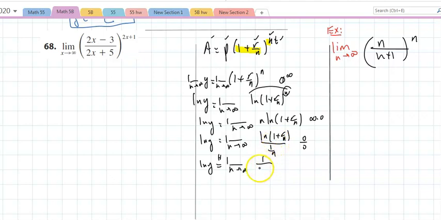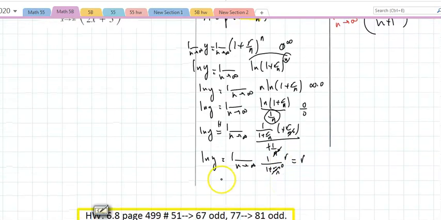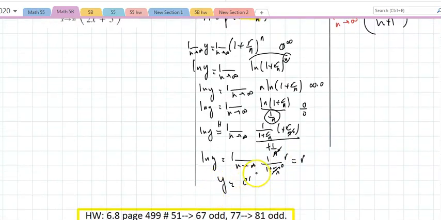Derivative of the top, 1 over 1 plus r over n, times negative r over n squared. Derivative of 1 over n is negative 1 over n squared. The negatives cancel out. The n squared cancels out. And I'm looking at the limit as n approaches infinity of 1 over 1 plus r over n, times r. As n approaches infinity, that's a 0. I'm getting an r. And that means y equals e to the r.